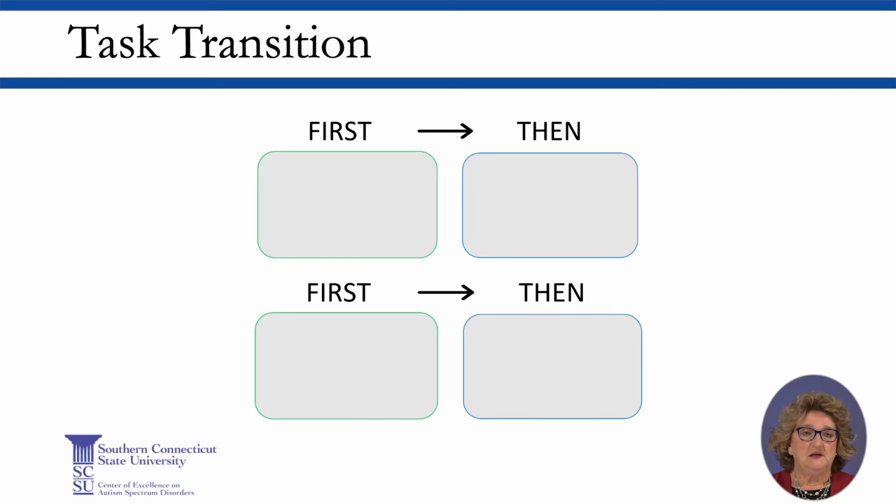Task transition. It can be a challenge for our students to move from one task to another. The first-then visual is based on the Premack principle. First, we do our homework, then we can watch TV. First, we wash our hands, then we get to eat our delicious snack. The first is always the less desirable, or perhaps the required task. The then always must be highly desirable and motivational. Otherwise, this Premack principle will not work.